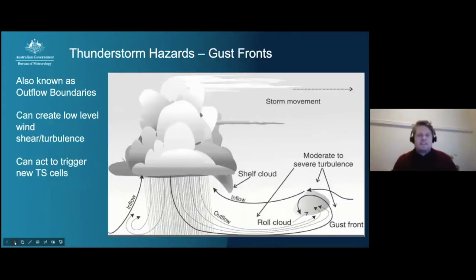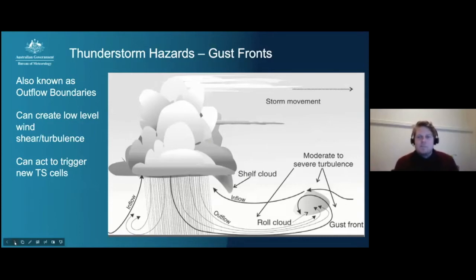Another hazard in thunderstorms is what we call a gust front. After you've got that downburst, it keeps spreading out, and that pushes that parcel of air horizontally along the surface. That's when you start to get shelf clouds developing, and then roll clouds developing, and they can spread out quite far from the storm, tens to hundreds of kilometers away, where they keep rolling out because they've got such force behind them from the thunderstorm, and they can actually act as a trigger for new thunderstorms.